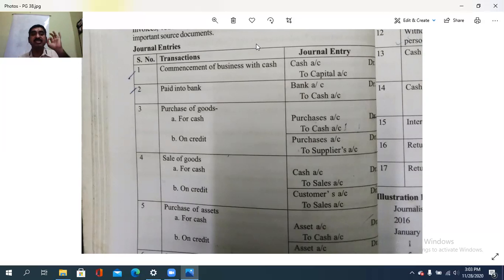So keep it in mind, these six wordings: debit the receiver, credit the giver. Debit what comes in, credit what goes out. Debit all expenses and losses, credit all incomes and gains. So that is the case.